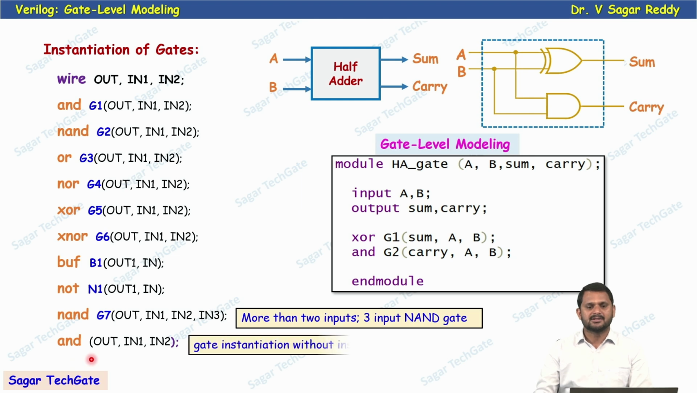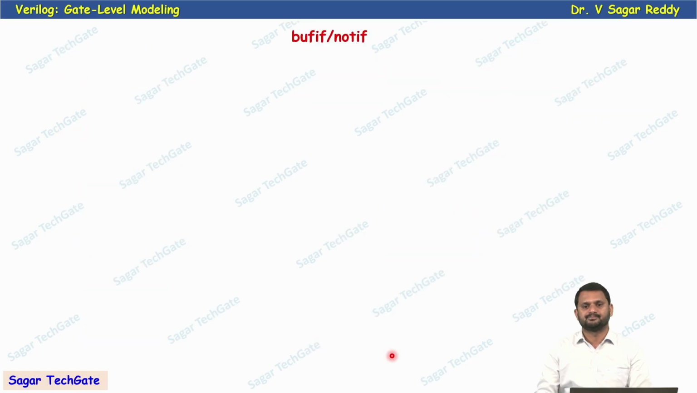Now see here, sometimes we don't specify the instance name. This is also valid. Without using an instance name also, we can instantiate primitive gates. So there is no instance name, just output, in1 and in2. Gate instantiation without an instance name is also possible.